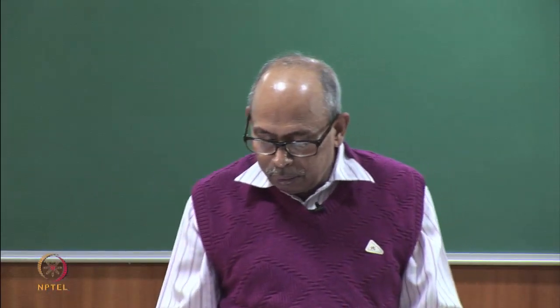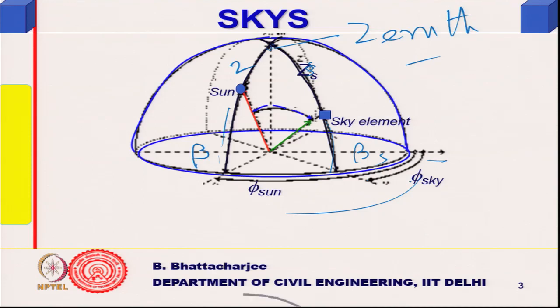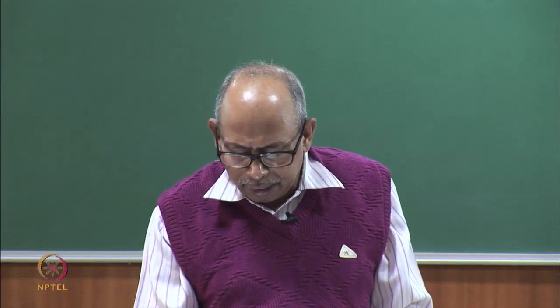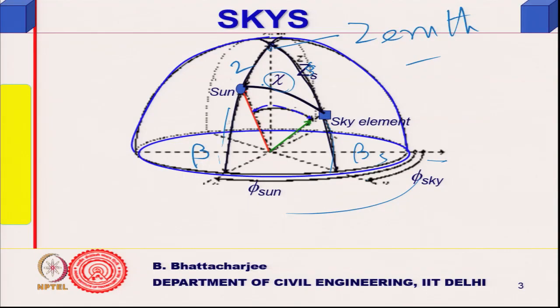So, these two elements, this is ZS, and this angle we are calling, what is this notation? Chi, I think it is chi, whatever it is. This is the standard use. So, this is the angle.